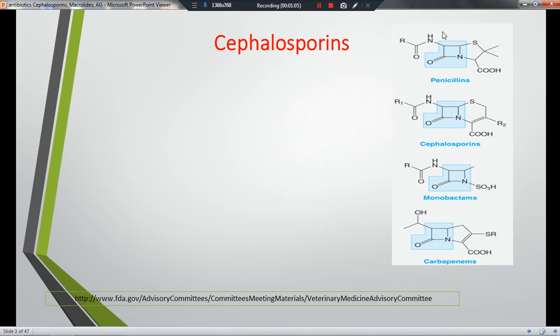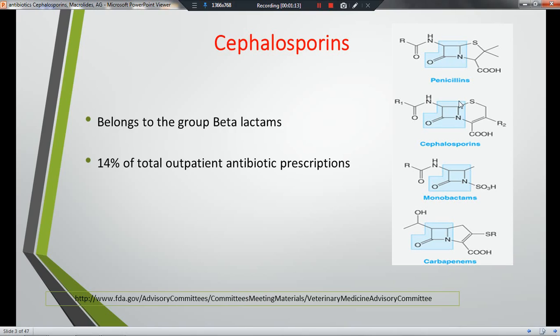So why are they all called beta-lactam? Because you can see here there is a common beta-lactam ring in all their structure. And you know, cephalosporins is one of the most common antibiotics that is being prescribed in both outpatient and inpatient categories.